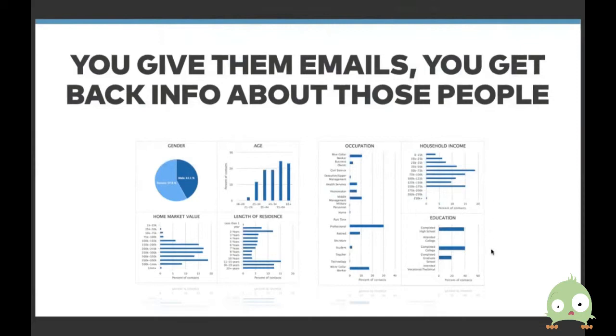I mean, I give them the emails of, let's say, 10,000 emails. Now I get the data like this. So I can actually see the gender, age, market value, length of residence, occupation, household income, education. This is really, really good growth hacking technique.